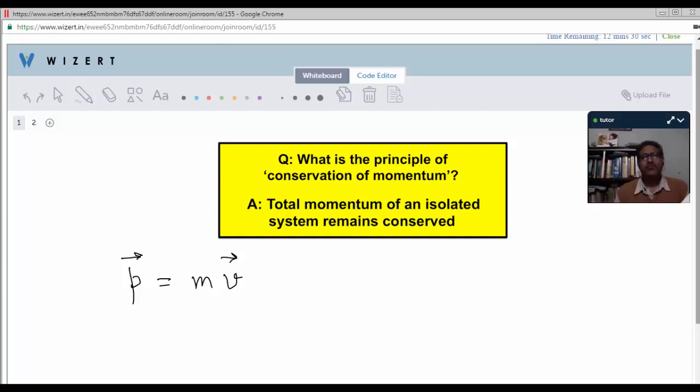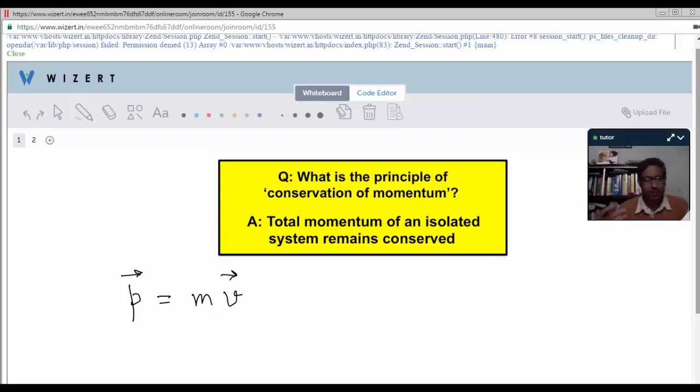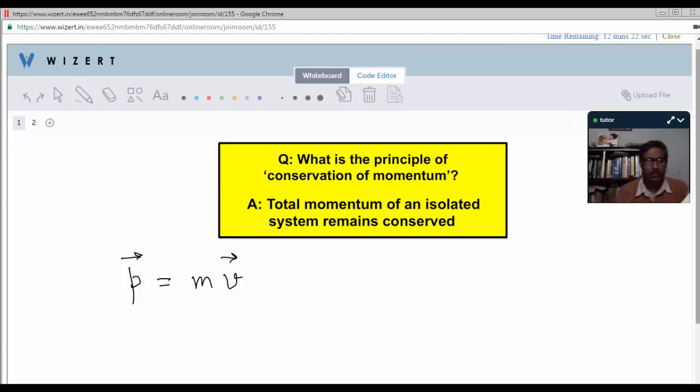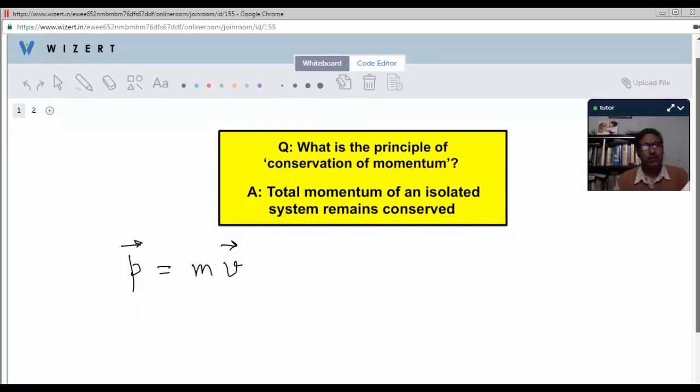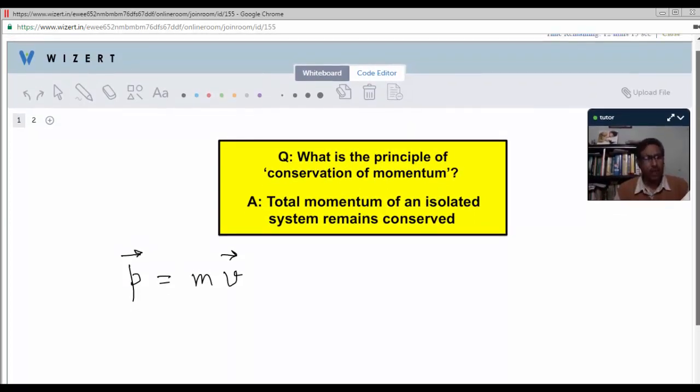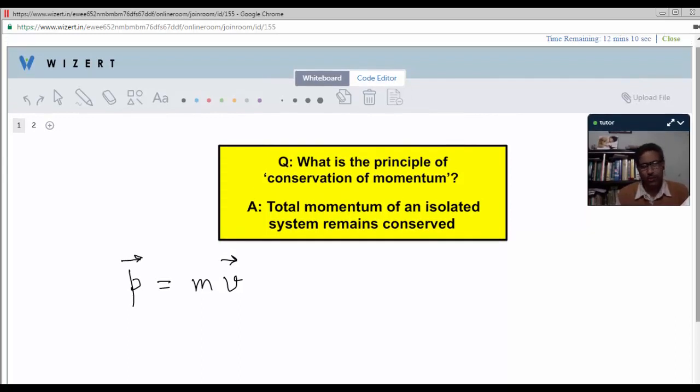That means if there is any force acting on one body, it is applied by some other member of the same system, not from the outside. So this is one isolated system of bodies. Then, according to this principle, the total momentum cannot change. They can collide, they can push each other, so they can experience force from each other, but they cannot change the total momentum. Individual momentum may change.